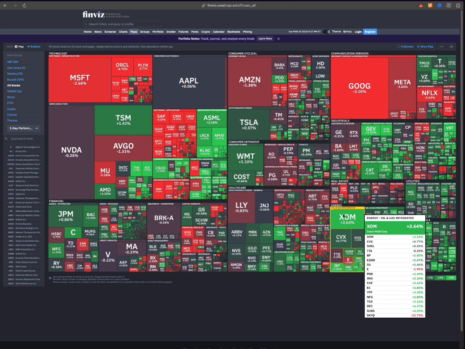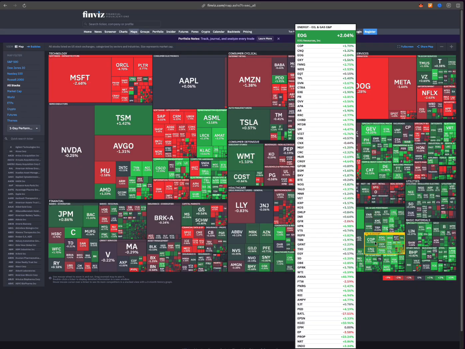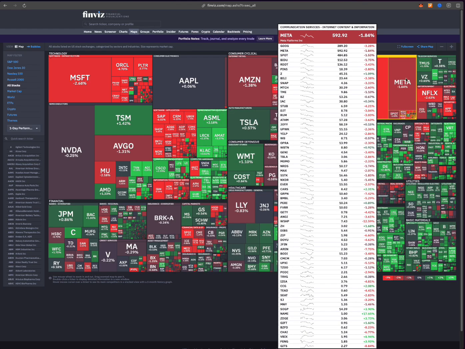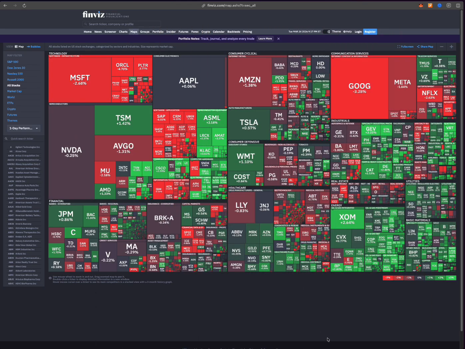As you can see, the energy sector did really good on this day. All the stocks in the energy sector, or almost all of them, were actually green. Meanwhile, when you go to communication services, you see that most of them, also tech stocks, were red on this day. So it just helps you spot trends fast.